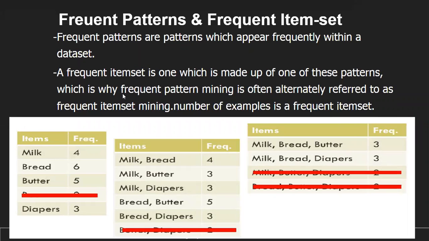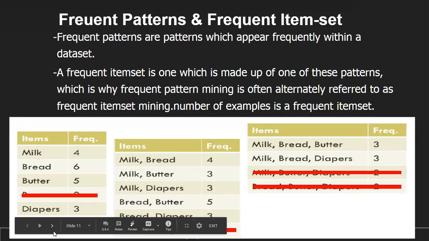Okay, and what about the frequent item data set? A frequent item data set is one which is made up of these patterns, which is why frequent pattern mining is often alternatively referred to as frequent item set mining. For example, the combination of patterns is called a frequent item set. The frequent item set is one which is made up of these patterns. So the patterns frequently appear in the data set, and by combining them we make the frequent item set. Okay, so I hope everyone is clear on this point here.